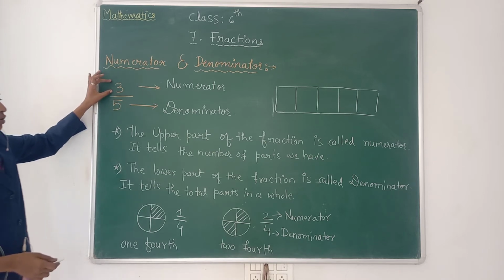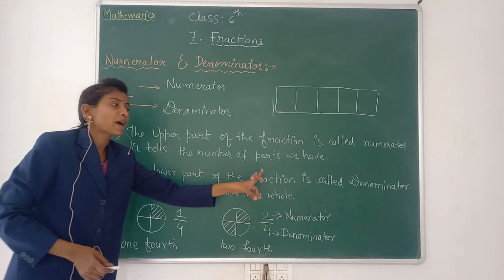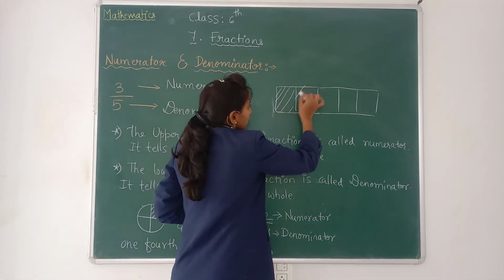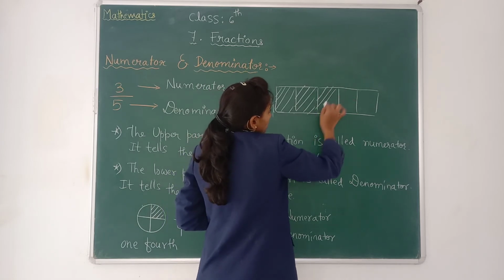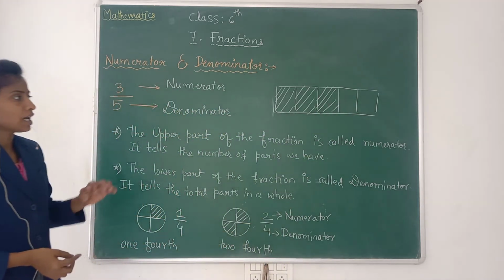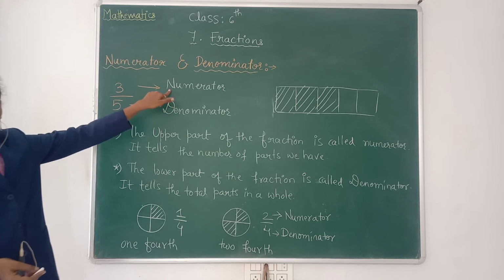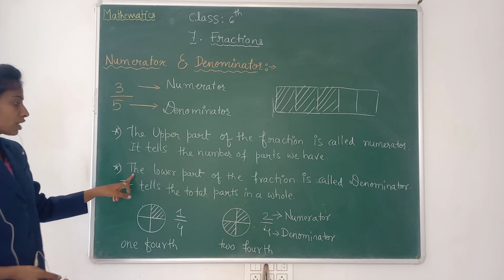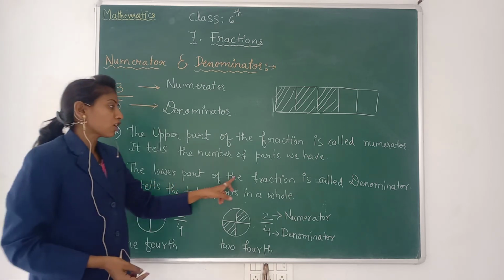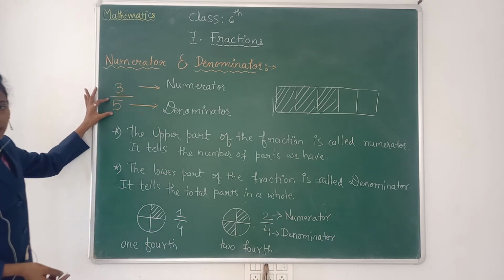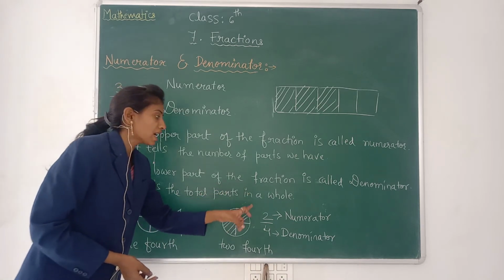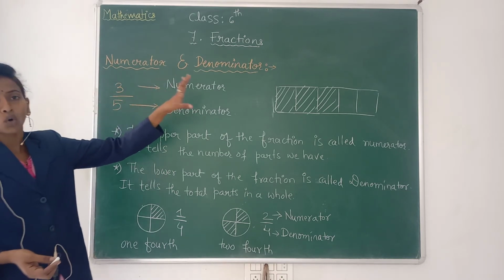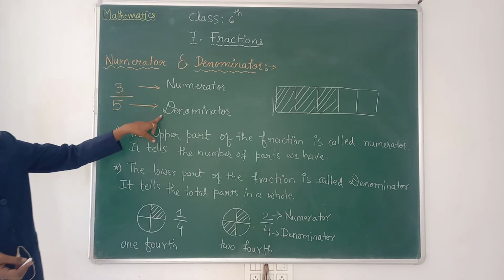The number of parts we are considering is called the numerator. Here I have considered 3 parts. Next, the denominator. What is meant by denominator? The lower part of the fraction is called the denominator. It tells the total parts in a whole. How many parts you made in that whole indicates the denominator.